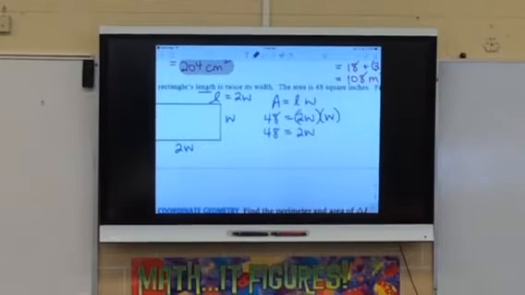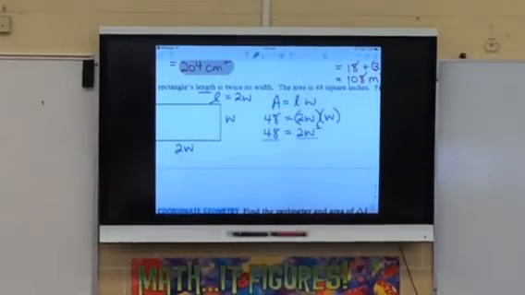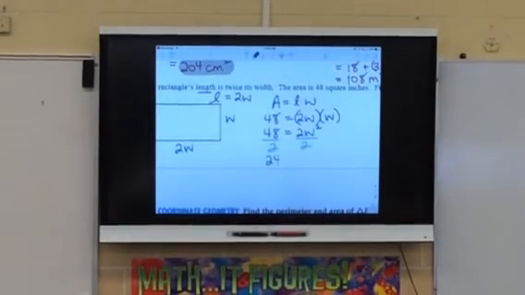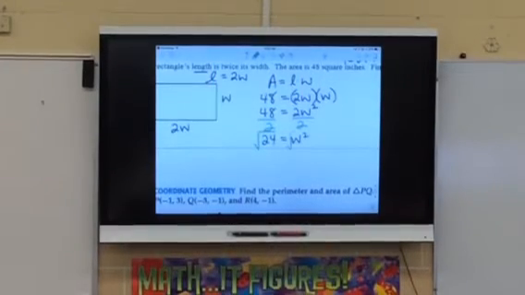Remember, when you multiply a variable by itself, it bumps up the exponent. And then we divide 48 by 2, which is 24, and then you take the square root of 24. So 24 is W squared. And then how do you think I want you to give that answer? Radical form.